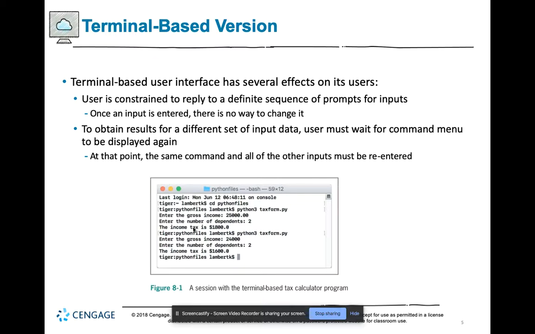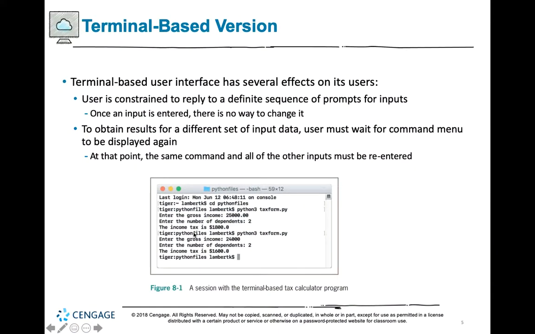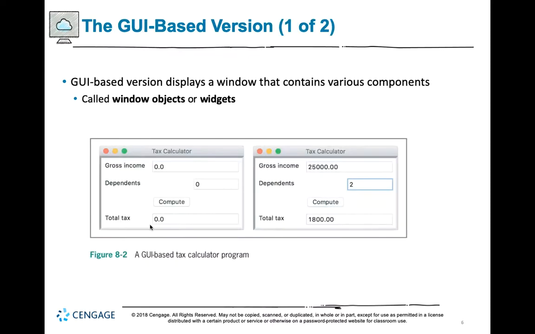Down here is an example of the tax program that we had way back in the day, where it prompts the user to enter the gross income, and then it prompts the user to enter the number of dependents, and then it tells you how much the income tax is. If you want to do it again, you can just run it again and put in different numbers.